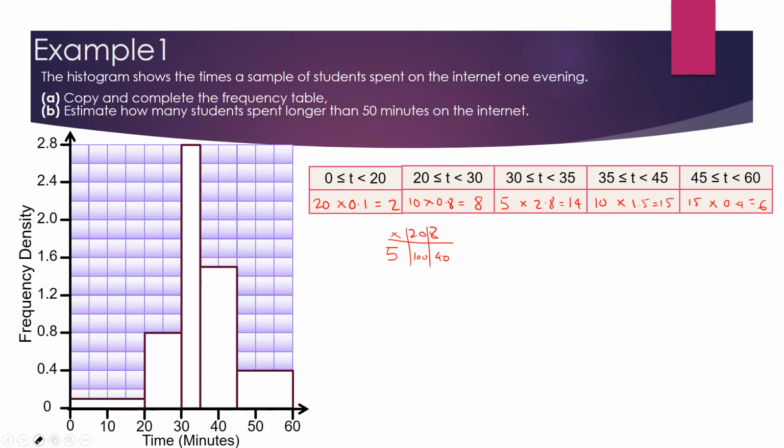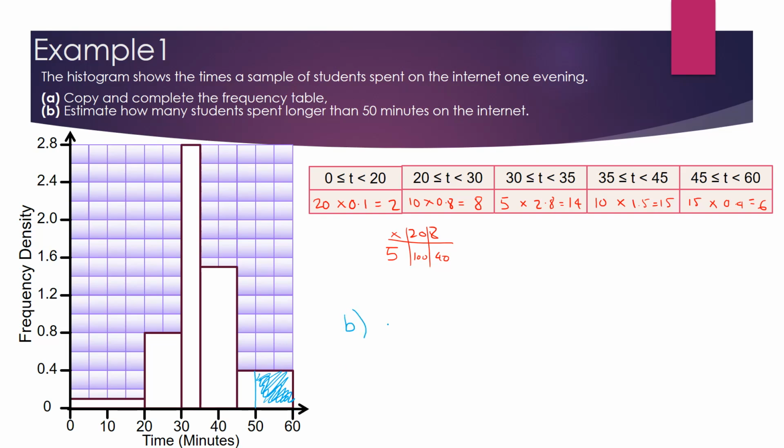So it's only an estimate, okay, but it says estimate how many people spent more than 50 minutes on the internet. So here's 50 minutes, look. More than 50 minutes would just be this little section here. Okay, so we don't need the whole group there, we just need from 50 to 60.